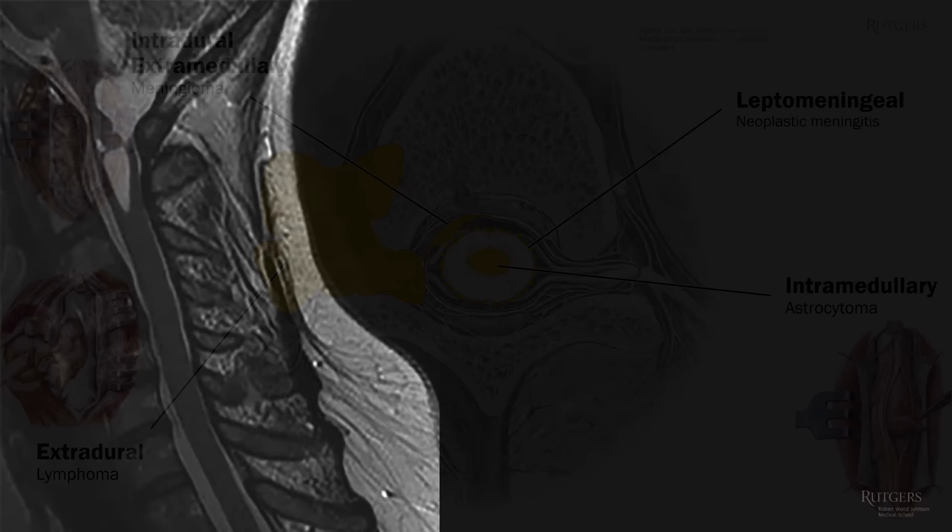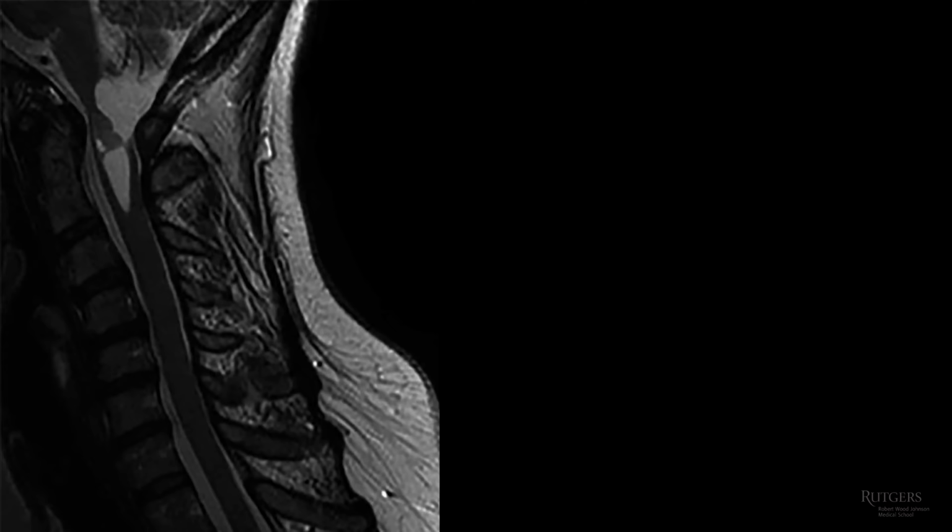Here are some imaging examples. This first image is a sagittal T2 of the cord. Do you notice the nodular cervical cord mass with cystic component? That's a good example of an ependymoma.